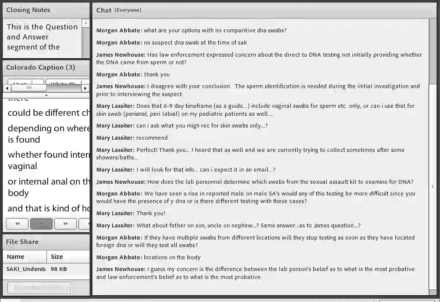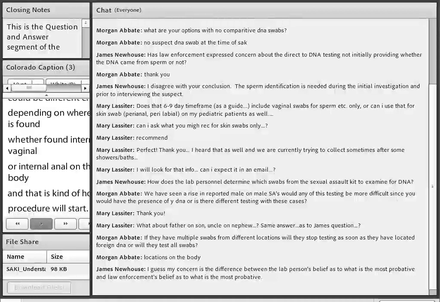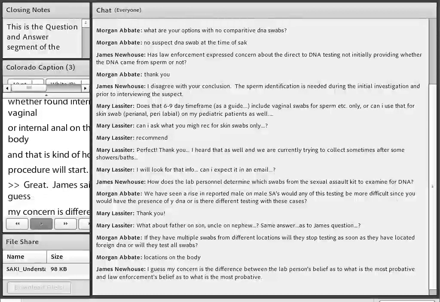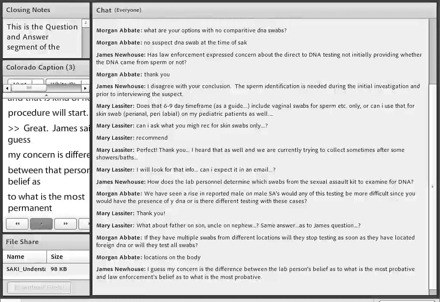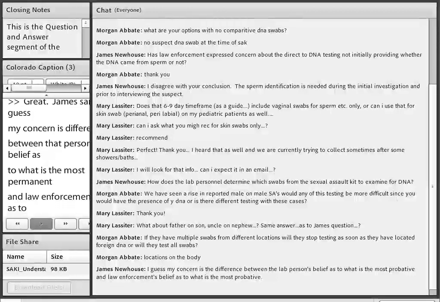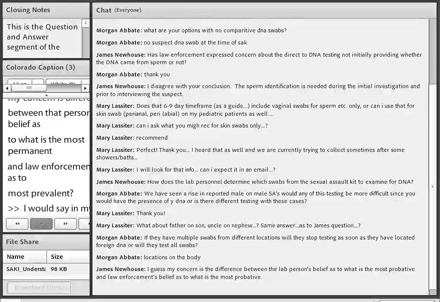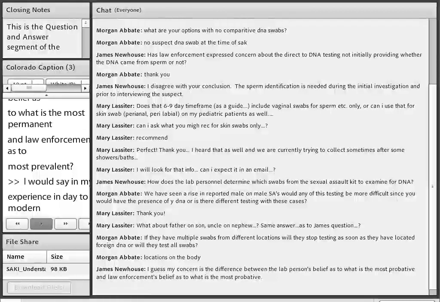Jane says, I guess my concern is the difference between the lab person's belief as to what is the most probative and law enforcement's belief as to what is the most probative. So I would say in my experience of working in the crime lab, in day-to-day modern testing, yes, law enforcement's influence on what they need to test in order to help with their investigation is important.